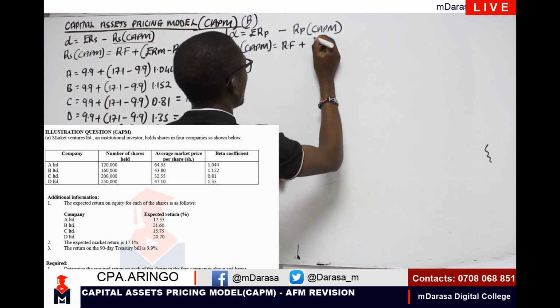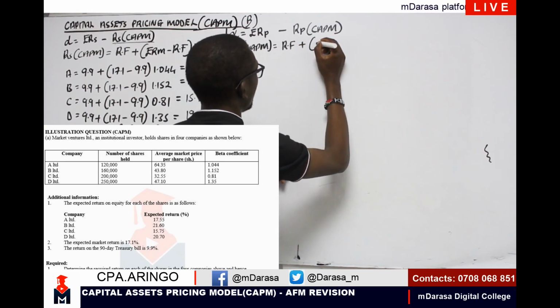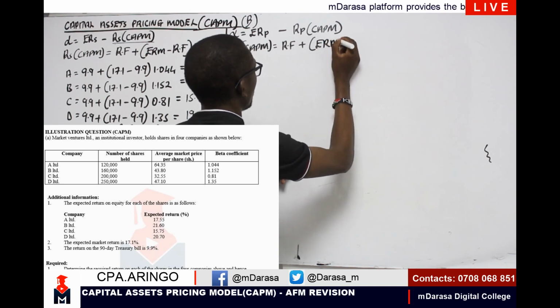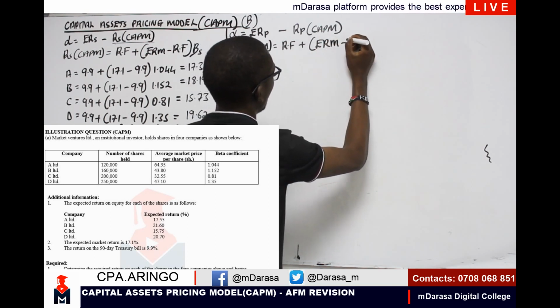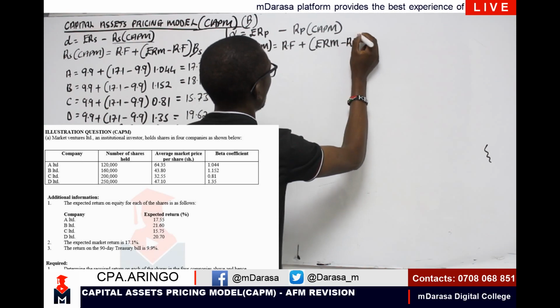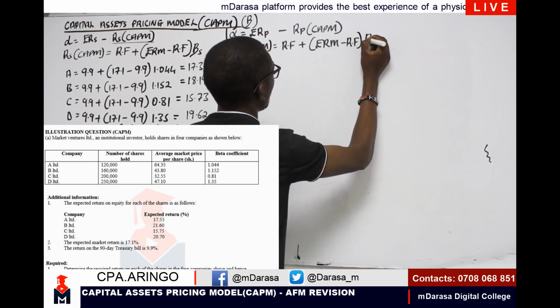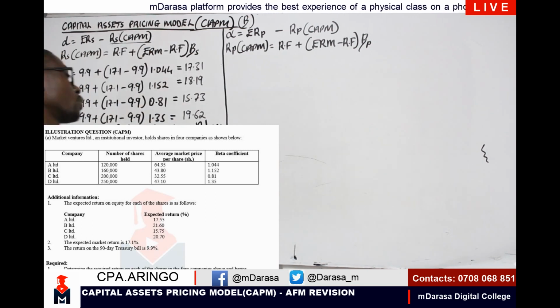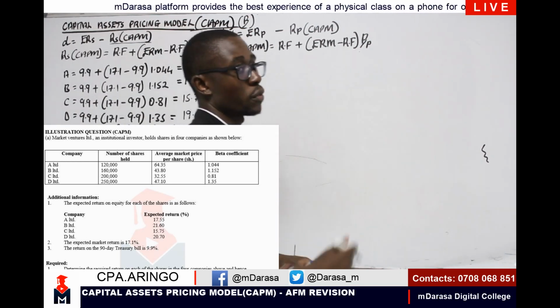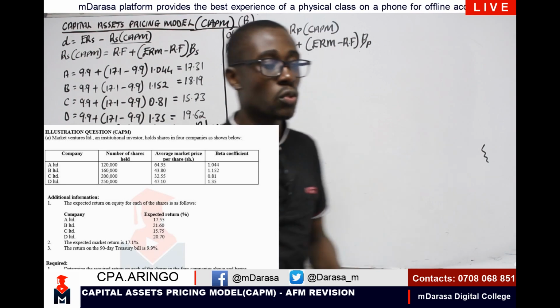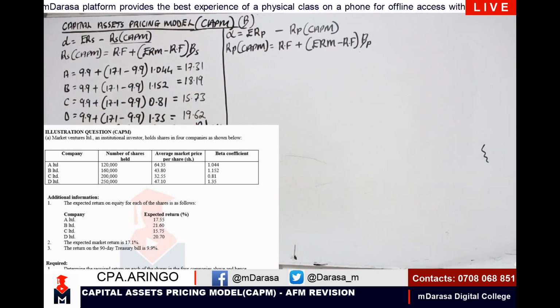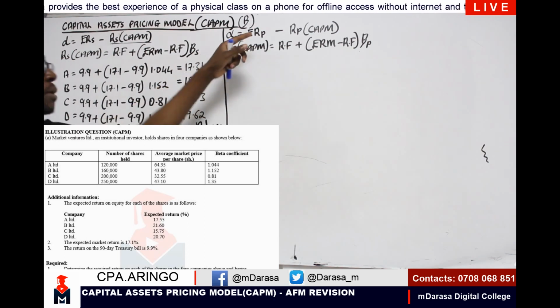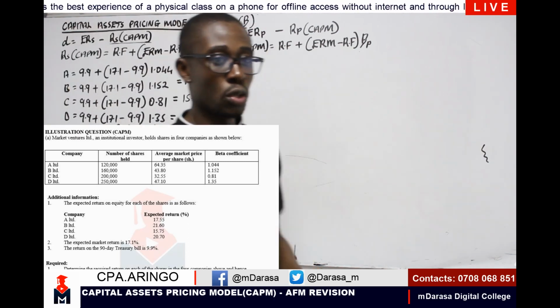We add our expected return on the market minus our risk-free here. What you are going to incorporate now is beta of our portfolio, beta of the portfolio. That is very important for us to always note. So in our question here, let us start by identifying what was the expected return of our portfolio.